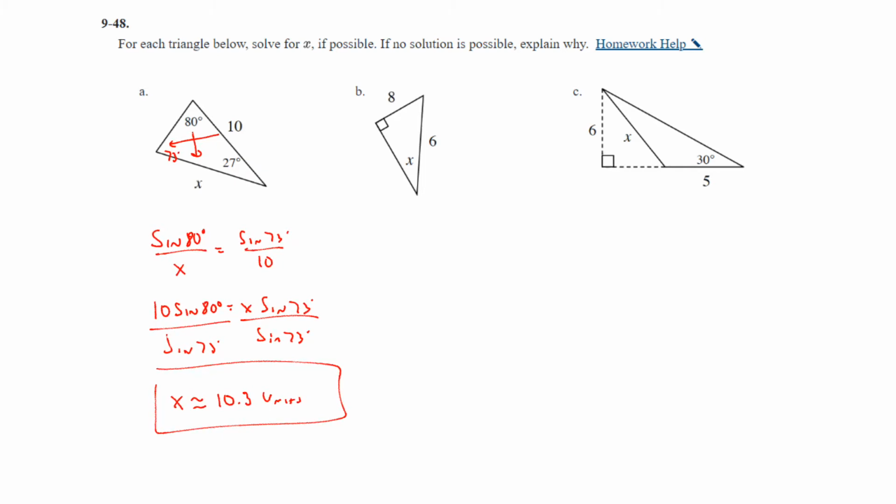For part B, we have this leg is 8, the hypotenuse is 6, and it is a right triangle. So you might recognize that the hypotenuse is actually smaller than the leg, which is a problem. The hypotenuse is always the longest side of a right triangle. So on this one, there is no value for x that makes sense. So there is no solution for this because the hypotenuse is smaller than the leg.